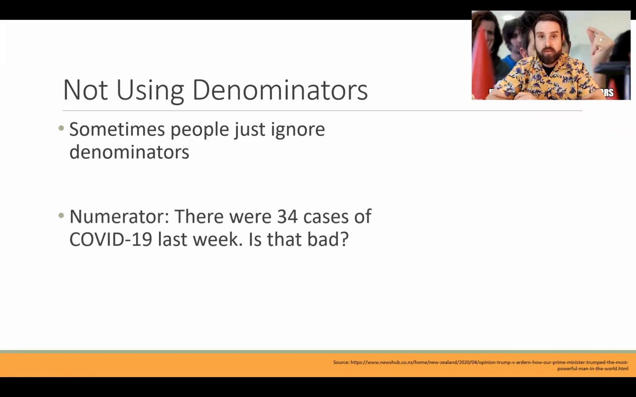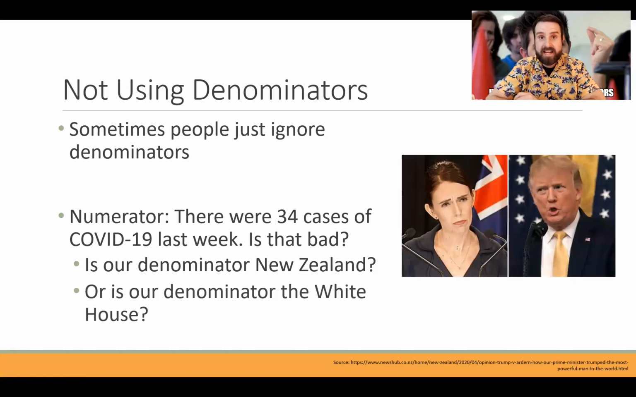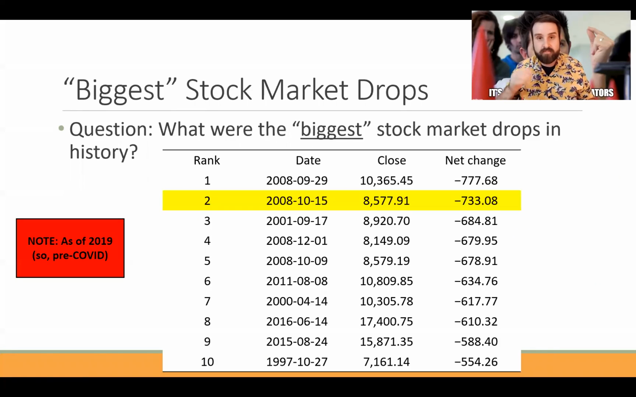So for example, what if I told you there were 34 cases of COVID-19 last week? Well, is that bad? It totally depends on the denominator, right? That's what provides context. Is our denominator the whole nation of New Zealand? Hey, that's not bad. Or is our denominator the White House? That's really bad. So how you interpret your numerator completely depends on your denominator. Don't just forget it or ignore it.